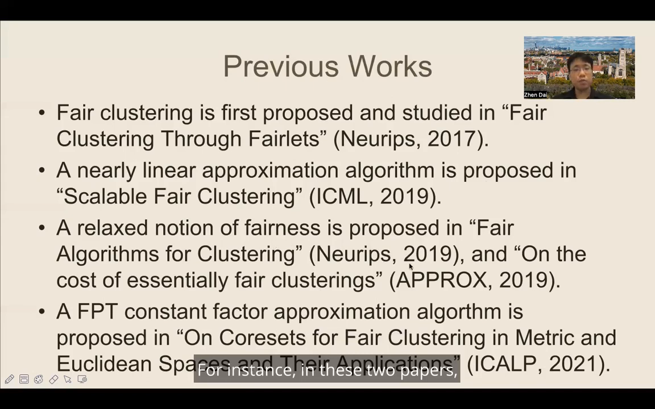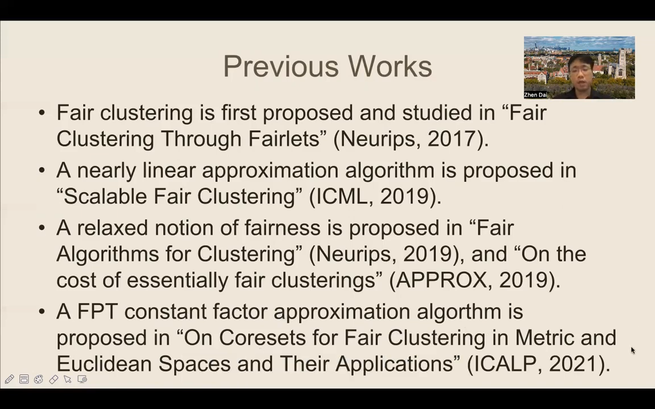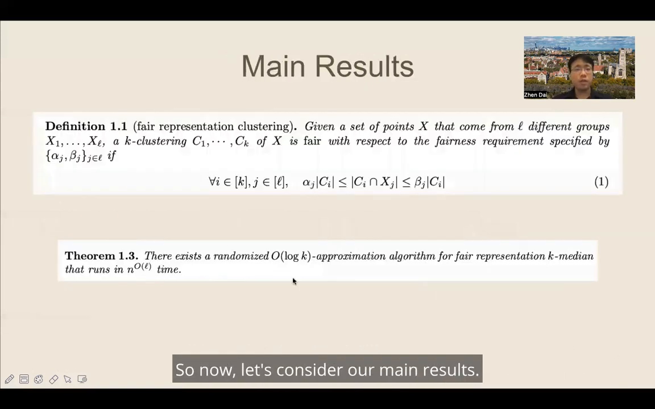For instance, in these 2 papers, they generalize the notion of exact fairness to the more general version of fairness that we just described. And later on, there is a paper which gives a constant factor approximation algorithm that is fixed parameter tractable, and it uses the technique of coresets. Those are some of the previous works. It's not exhaustive. So now let's consider our main results.